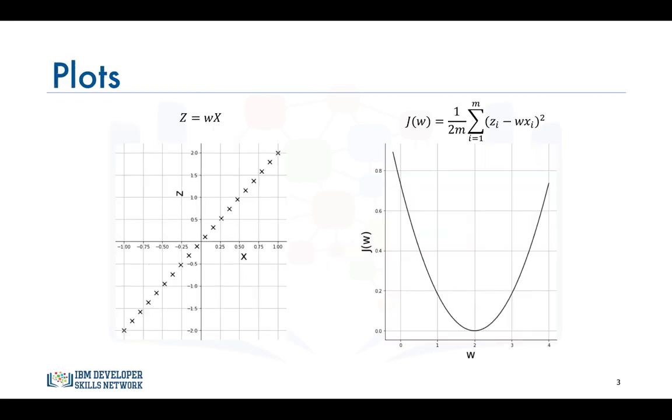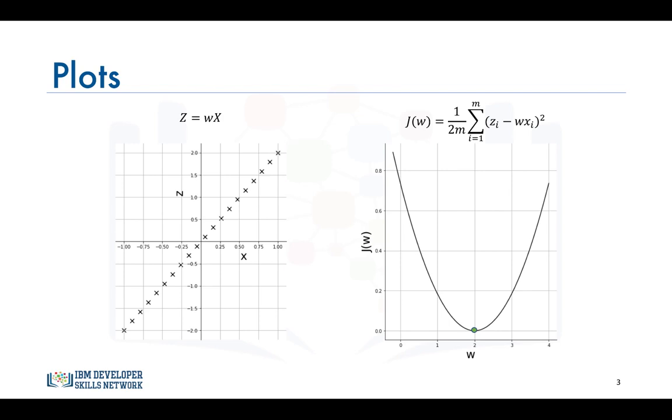What makes this loss or cost function attractive is that it's a parabola and has one global minimum or one unique solution. For the given data, the value of w that makes this cost function minimum is w equals 2, meaning z equals 2x, which would result in a line that fits the points perfectly.